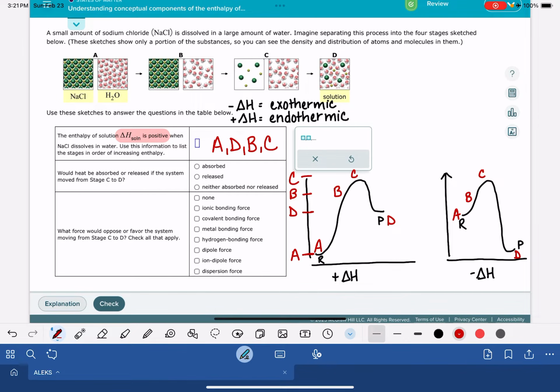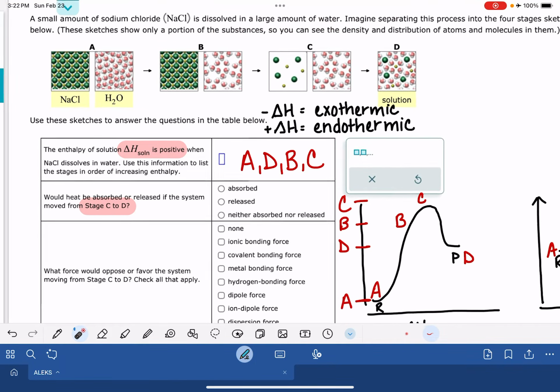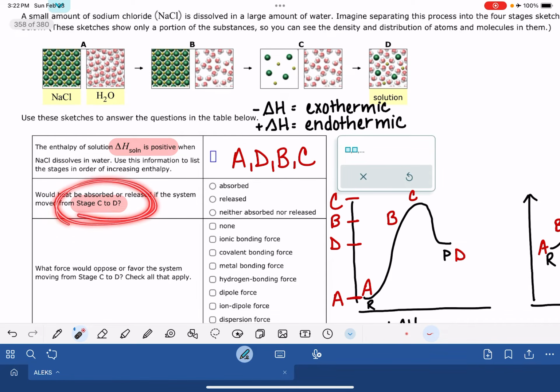Whew. And now we're going to move on to the second question. The second question is asking, would heat be absorbed or released if the system moved from one stage to another? And you've got to pay attention to what ALEKS is actually asking you, because it's not always going to be asking you about going from stage C to D. It could be asking about going from A to B, or B to D, or I don't know. So you've got to look specifically at what ALEKS is asking.